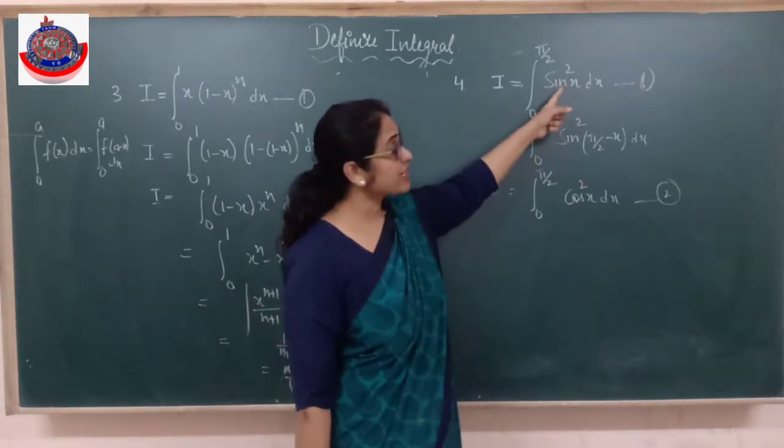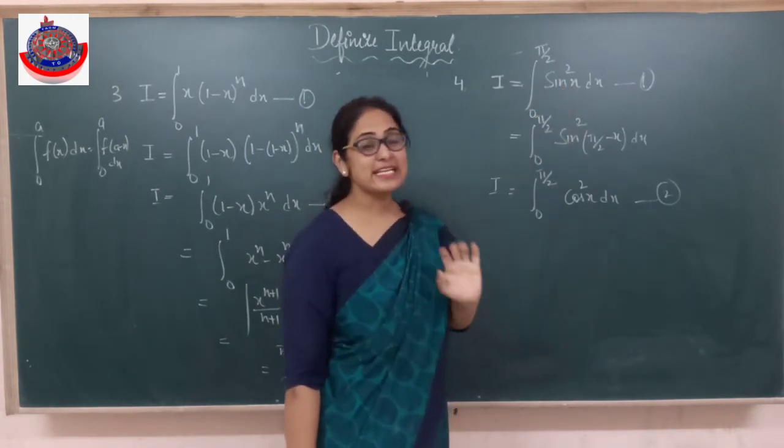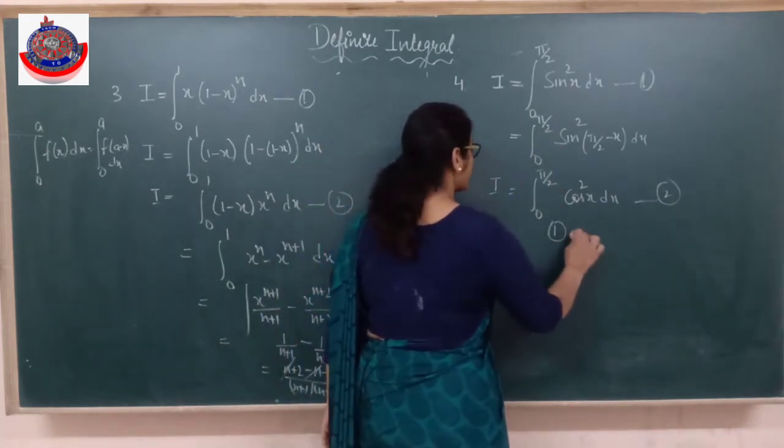Add 1 and 2 because मुझे क्या नजर आ रहा है? वहाँ sin square नजर आ रहा है, यहाँ cos square नजर आ रहा है. अगर add कर दूँगी तो I'll get sin square plus cos square as 1. My question has become so easy. So add 1 and 2.